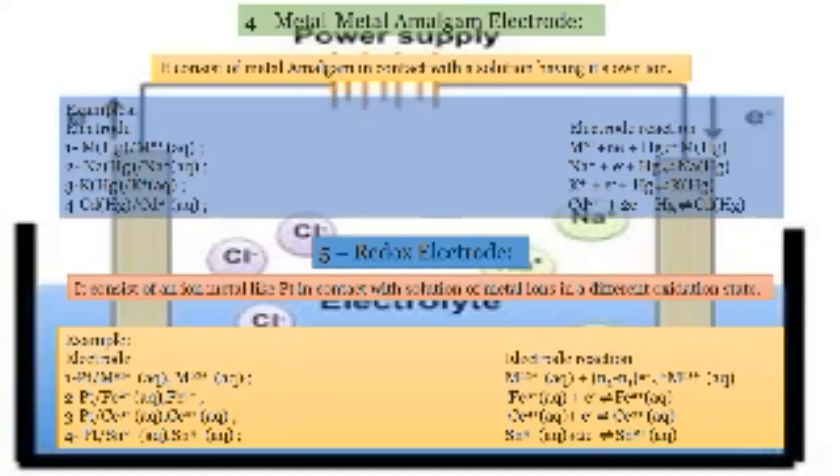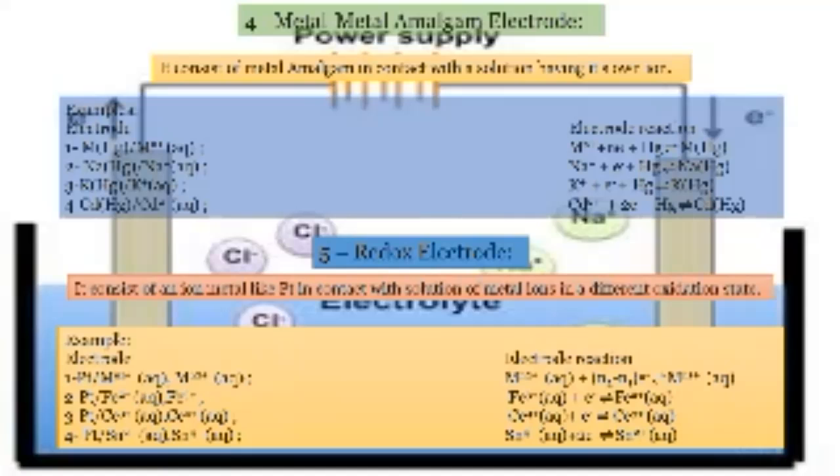Fe2+ is the ferrous, Fe3+ is the ferric. Ce3+ is the cerous, Ce4+ is the ceric. Sn2+ is the stannous and Sn4+ is the stannic. Means here ferric will convert into ferrous, ceric will convert into cerous, and stannic will convert into stannous. The reaction is there.